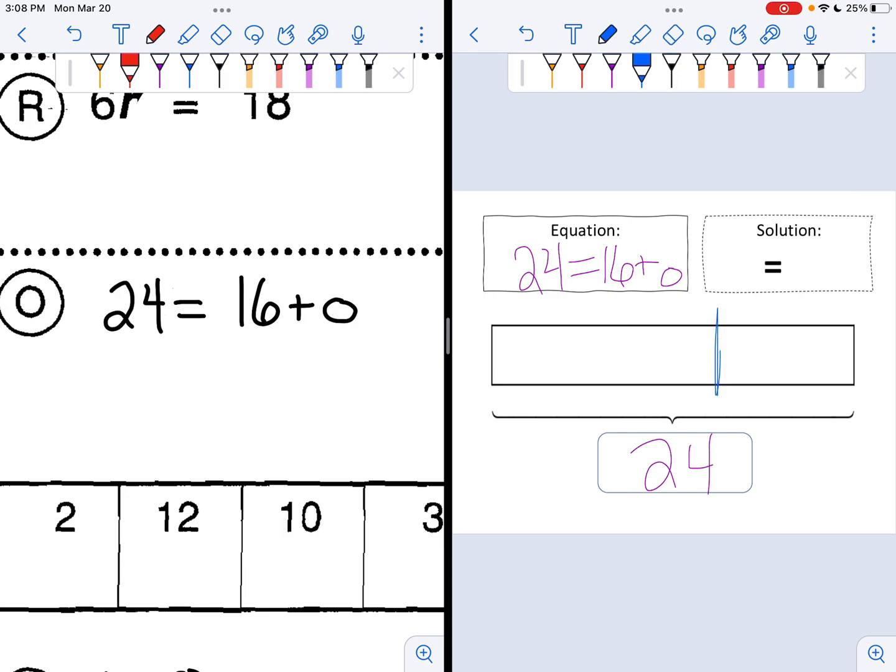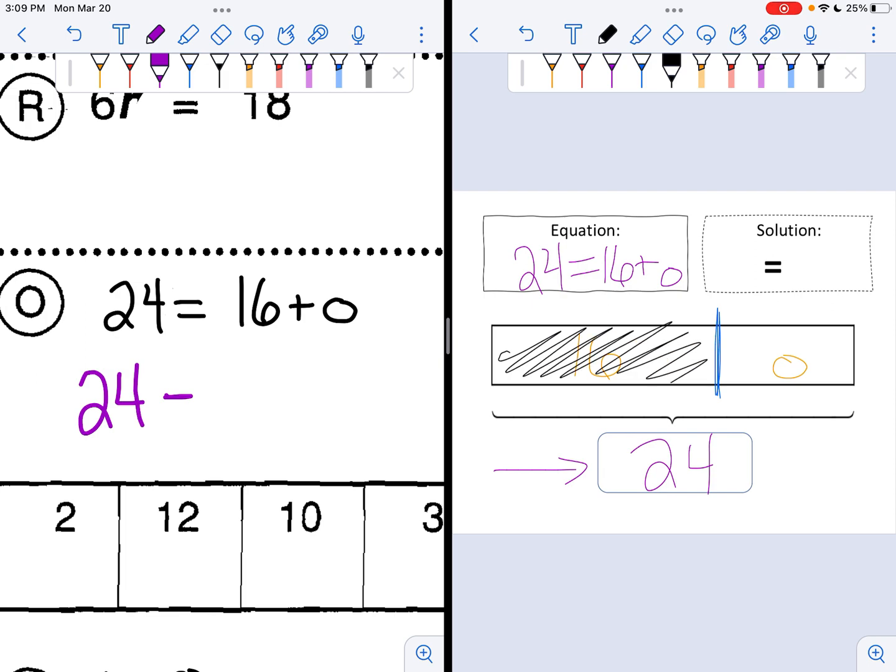So we need to split this. On the left we have a 16, and on the right we have an O. Be careful, it's not 0, because 16 plus 0 doesn't equal 24. So we can guess, we can count up, or we can say the total, 24. So on your page, 24. Take away, now I'm going to cross out the 16. Take away 16. I still have O left.